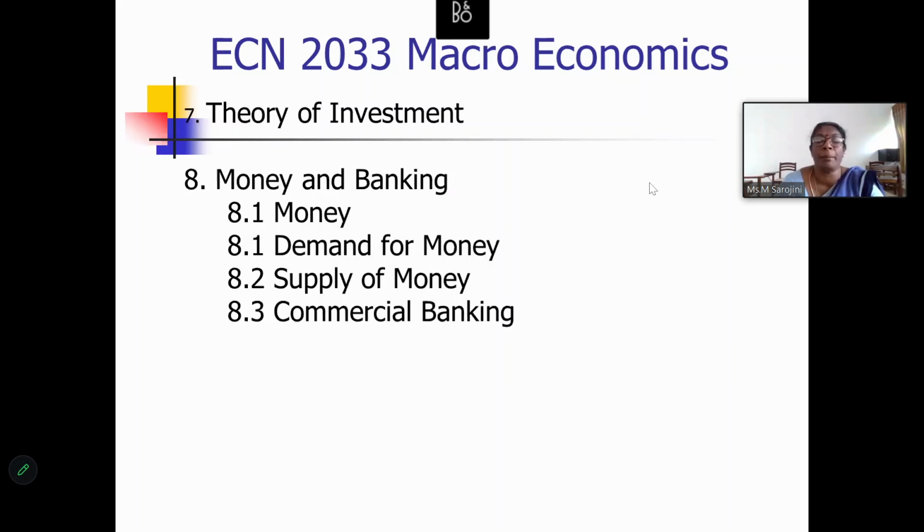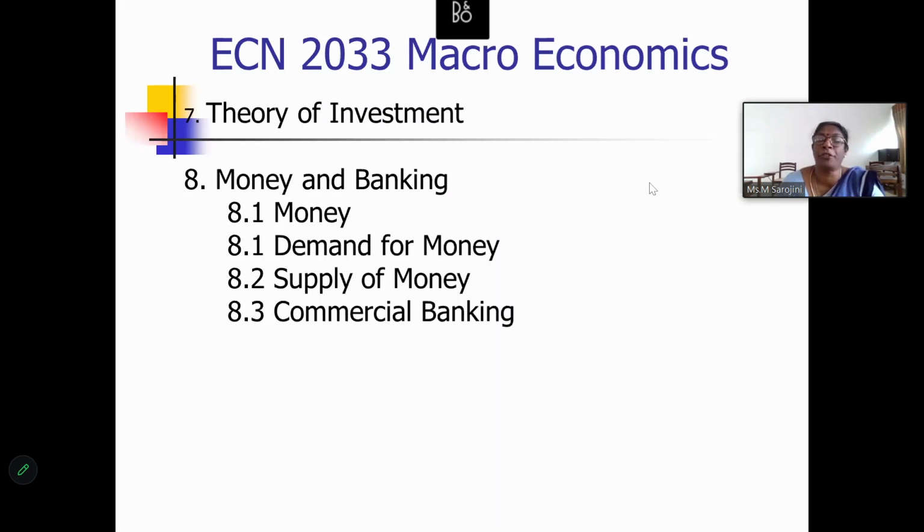Under money and banking, here we have to look at money, also a very vast area. Under that, we have to look at what is money, what are the different types of money, what is the importance of money, what are the various kinds of theories about money. Those things we have to look at.